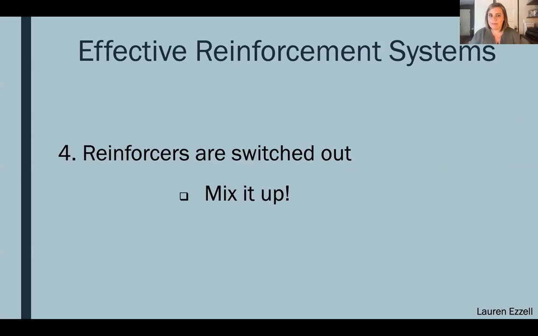Reinforcers are switched out. Mix it up. Have you ever eaten an extra piece or pieces of pie, and by the end of the night, the thought of pie makes you sick? That's a bad example. That never happens to me. What about if you are playing one game on your phone constantly for weeks, and you start to get bored with it, so you stop clicking on it to play it? It's because you got satiated. You got tired of it. Kids get tired of the same reinforcers. Mix it up.